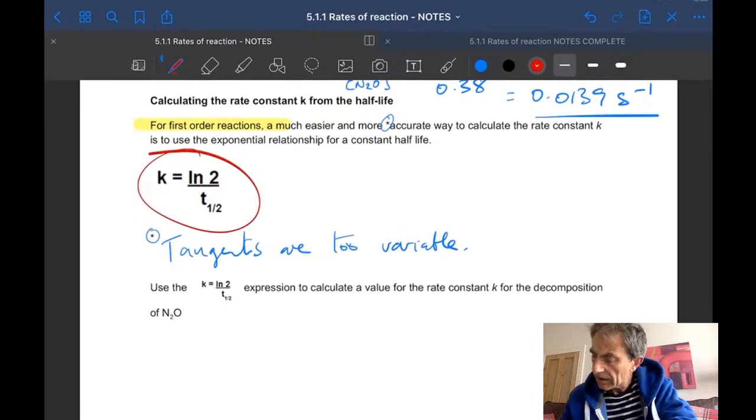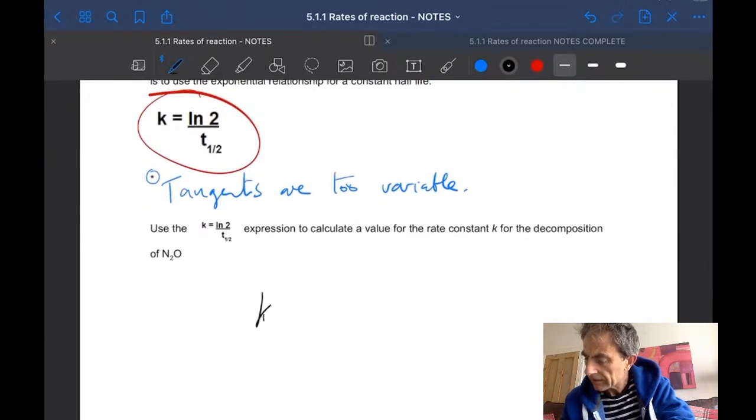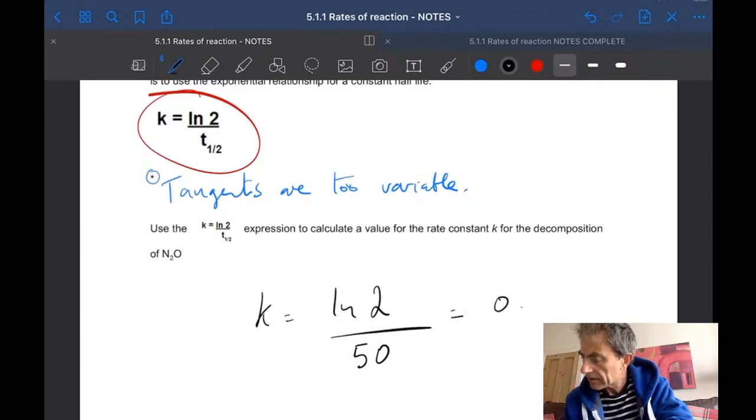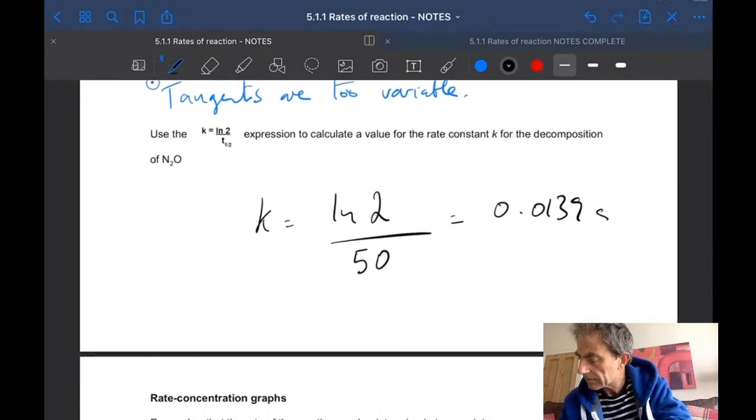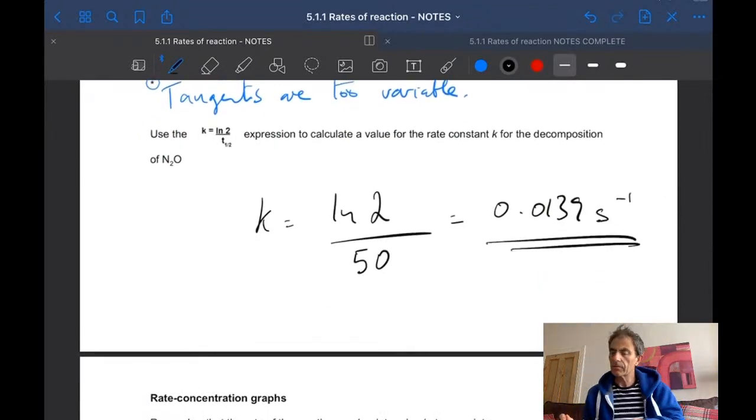So if we do it that way, we're going to get K equals the natural log of 2 divided by, and we said the half-life was 50, didn't we? So when you put that into your calculator, you get 0.0139, which is actually the same as I got there with my graph values. So 2 ways to calculate K for a first order reaction. So that's concentration time graphs done.